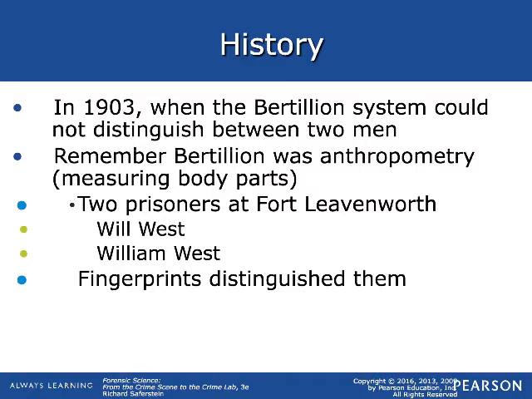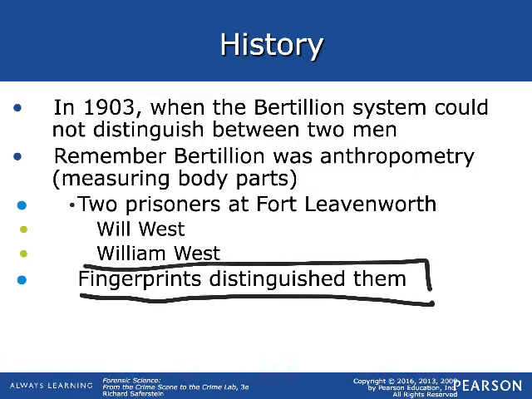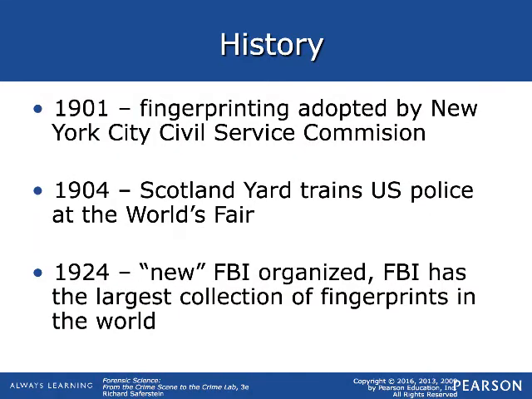So at that point in time, they decided that Bertillon's anthropometry was not super effective, and they were able to distinguish between the two men using fingerprints. So that was maybe one of the last straws of the anthropometry. Okay, so in 1901, the New York City Civil Service Commission used fingerprinting to identify its employees. So that's where it started.